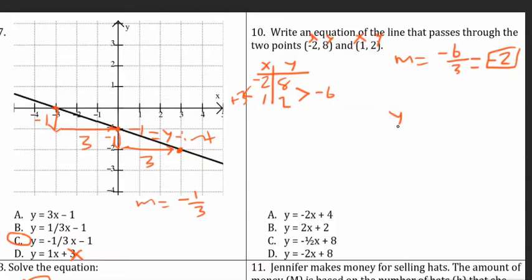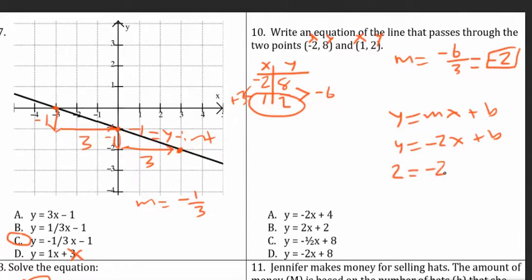Now that I have my m, I can use y equals mx plus b to find everything else. So y equals negative 2x plus b because m is equal to negative 2. And then I'm going to pick out two values from my table. I'm going to use these two because they're positive and small. So y is 2 and x is 1.